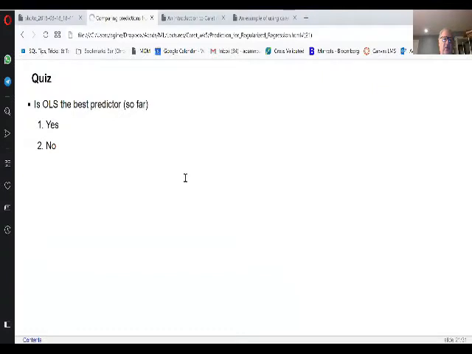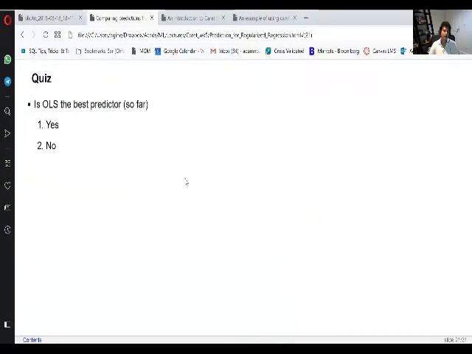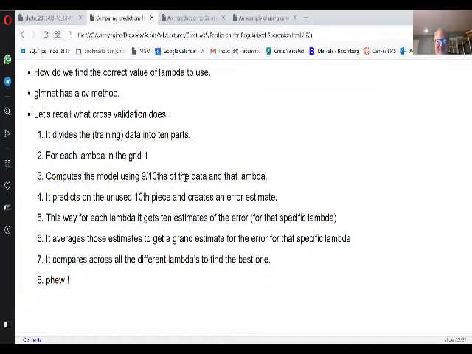Okay, so it isn't. So I'm just wondering, Adam, if we try to pick lambda using cross-validation, probably we might get some better value of lambda, which can do better prediction. You read my mind. Yes. So how do we find the correct value of lambda to use? And I've written it out here in pretty reasonable detail, but let's go through this.